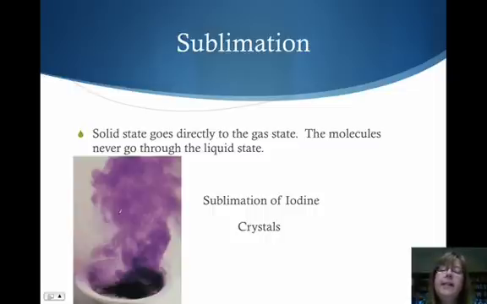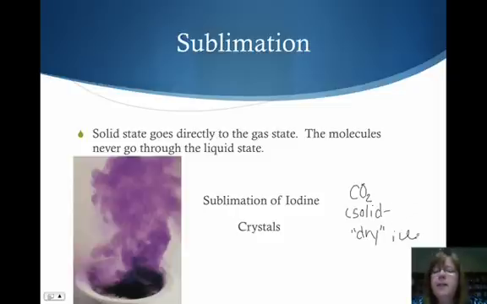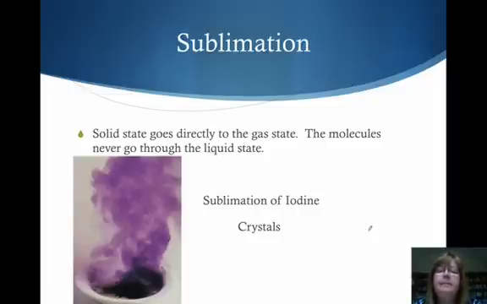Something else that sublimates at room temperature is carbon dioxide. Carbon dioxide in a solid state, we call it dry ice. And the reason, first of all, it's very cold. I think that's where they get the word ice from. And it's dry because it never melts. It just goes directly from a solid into a gas.